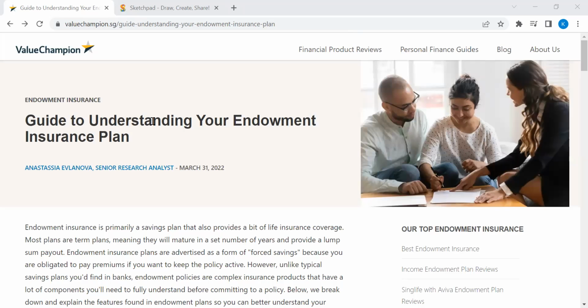Today we're going to talk about endowment plans, endowment insurance. Previously we have been covering CPF, so let's change the topic for today. This article is taken from Value Champion, written by senior research analyst Anastasia.